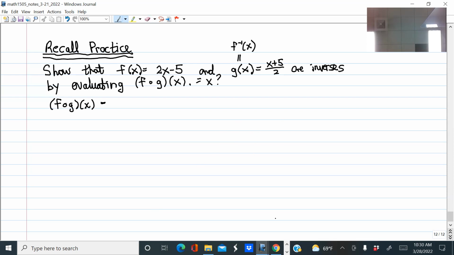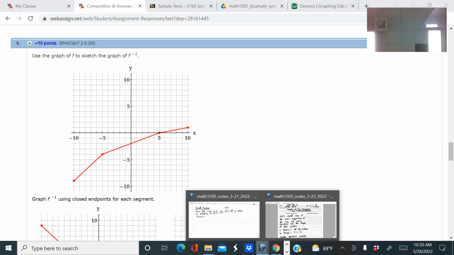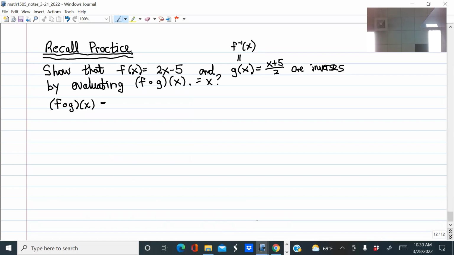Did I leave that open? I don't know if I left it open or not, but basically, as I recall, problems 19 through 23 there on the sample test had to do with composition. Okay.